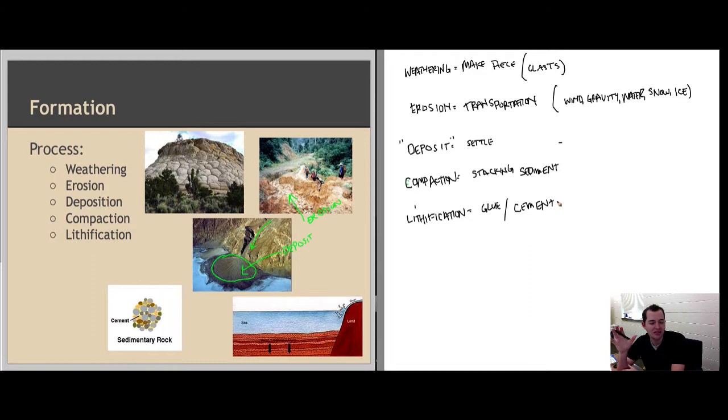And there's several examples that you can look at of how lithification happens, but our main thing that we're focusing on is it's the process where we take all of those pieces that have been squished together and then we get them to stay, and we call that lithification.